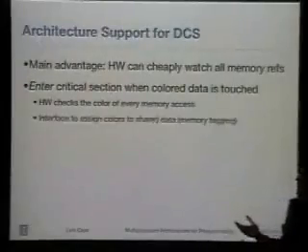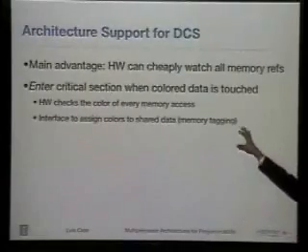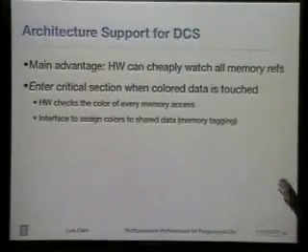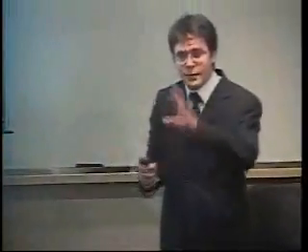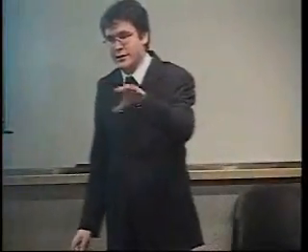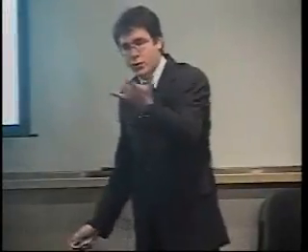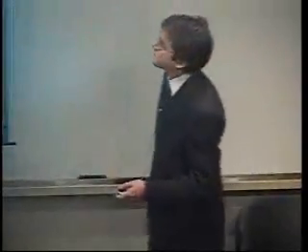What the hardware needs to do is check the color of every memory access, and it needs to provide an interface to assign colors to shared data. It's a form of memory tagging. The way we do that, we leverage fine-grained memory protection, but instead of just assigning protection information such as read, write, execute, we add another field called color, which is a color ID.